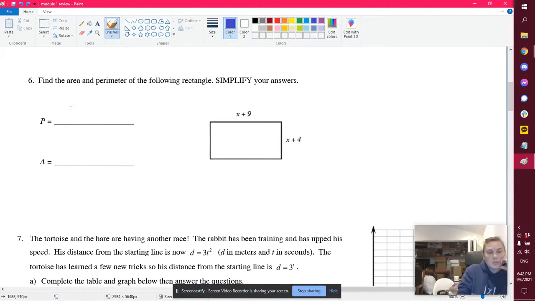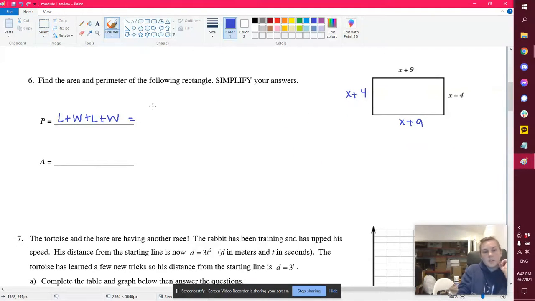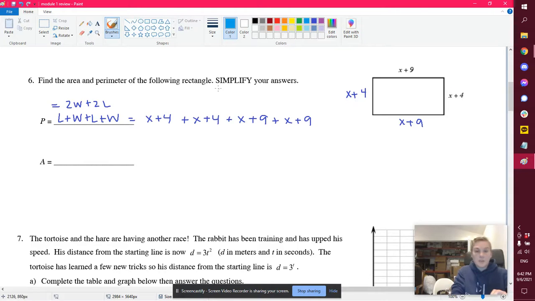Okay, so the perimeter of a rectangle is the length plus the width plus the length plus the width. Here, the length is x plus 4, and the width is x plus 9. Let's move this over. So the length is x plus 4, and we do it twice. And then the width is x plus 9, and we do it twice, right? And these can be set however we like. All right, so that's 1 point. That's the setup, right? Now we need to simplify.